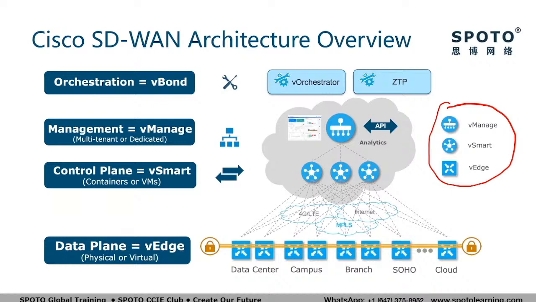For the vEdge over here, the virtual router, they are not free. They need a license. If you are willing to, you can purchase this from Cisco. Alternatively, SPOTO has a staged lab for students to use. You can have a chat with the tutor and they will arrange this for you, I believe so. So it's up to you.